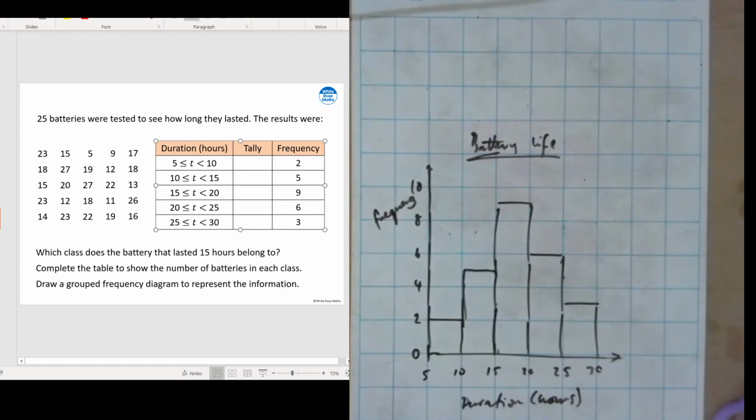It's very similar looking to a bar chart, but you might remember I was talking about continuous, and there's a reason why there's no gaps, because we are talking about every number that's leading up to 10 but does not include 10. Every number that is leading up to 15 but doesn't include 15. So you wouldn't actually have gaps in this one, okay? So that would be your grouped frequency diagram.